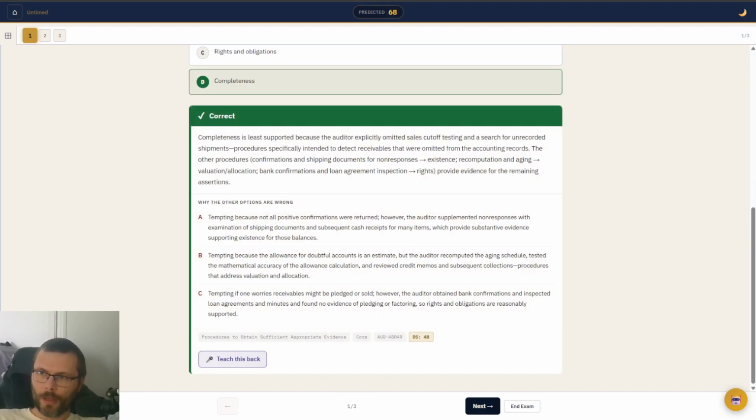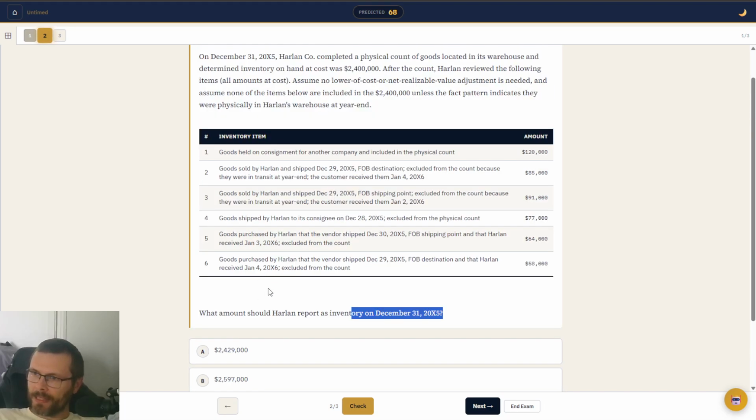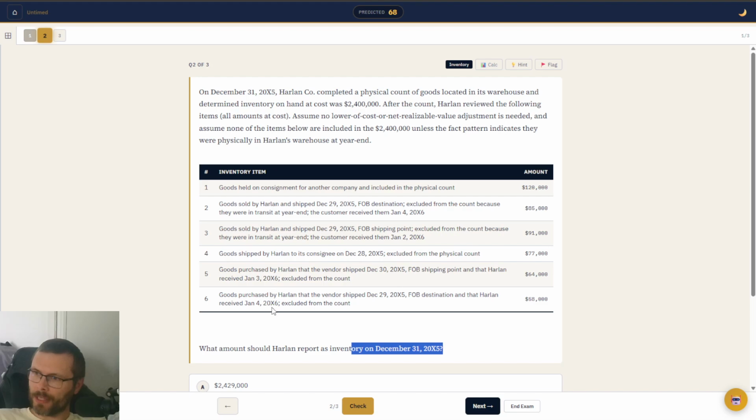That's right. Next question. Read the last sentence first. What amount should Harlan report as inventory at year end? The options are 2.4 million, 2.5 million, and so on. Okay, so the answer options are all somewhere between 2.4 and 2.6-ish million. So I'm guessing they're giving us a list of inventory items that should either be excluded, included, or added back if they weren't excluded already. Anyway, get the number first and then do some calculations from there.